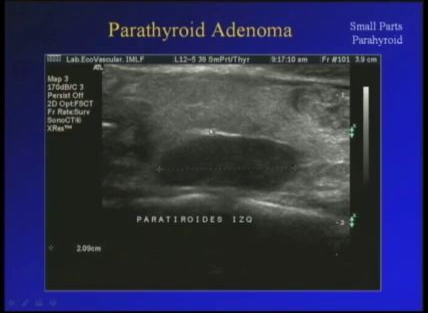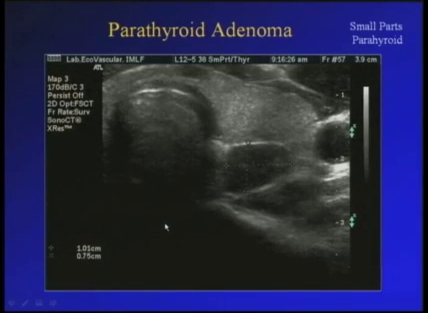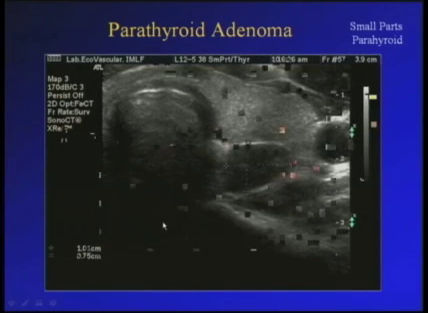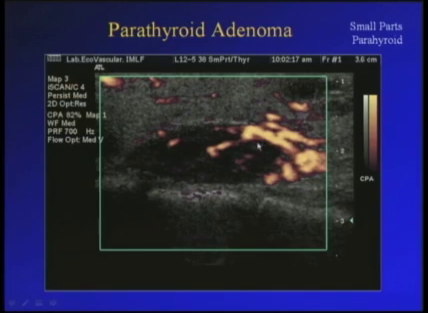This is a parathyroid adenoma, so the measurement is higher than 10 millimeters, in this case 20 millimeters, by using conventional 2D ultrasound. Here the transversal view of the same case, and the power Doppler showing us the vascularization, and this is very important because we have here a nutritious vessel.